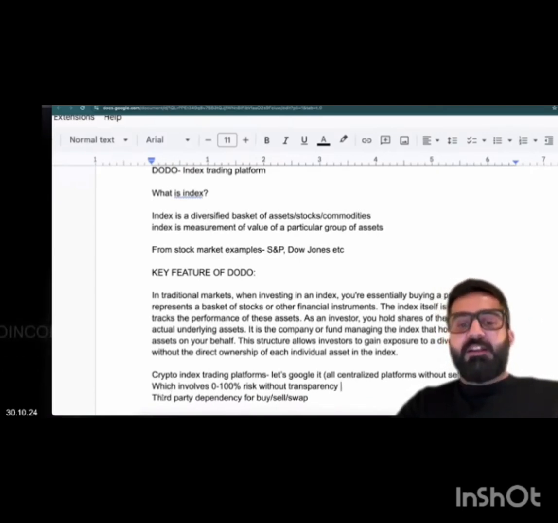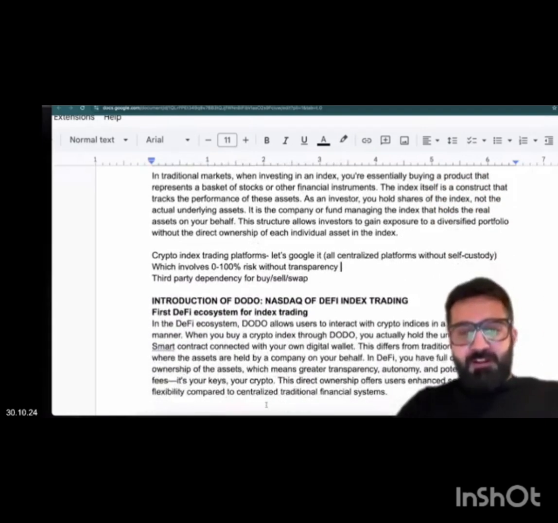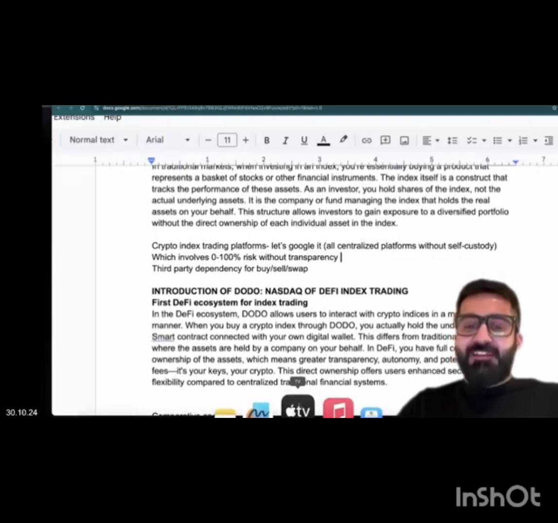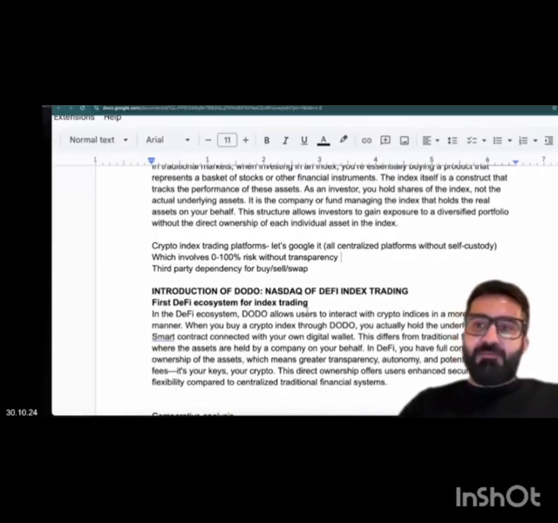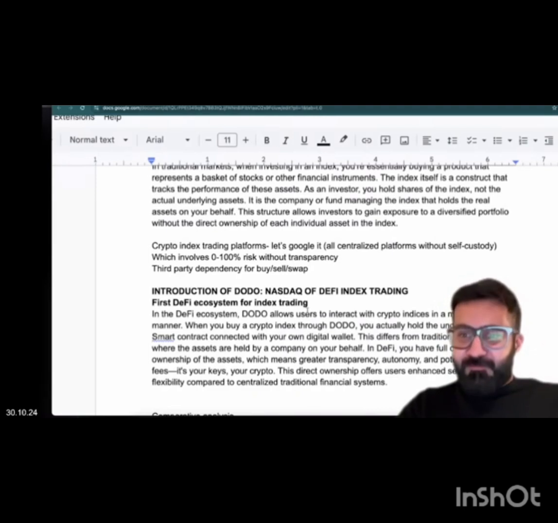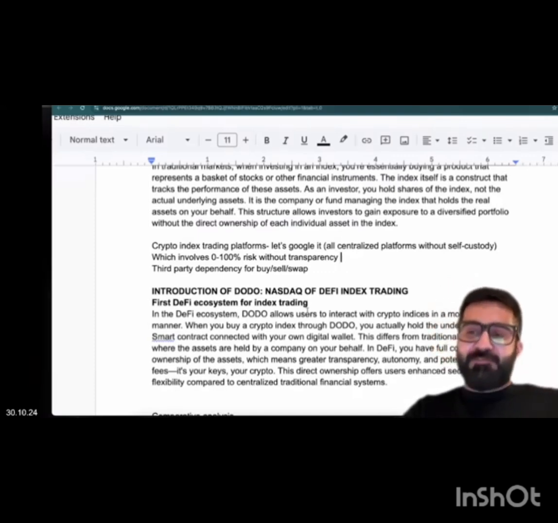So there is a third party dependency for buy sell swap of these assets. But with Dodo, what we have done is really impressive. That's why we are calling Dodo the Nasdaq of DeFi index trading. So, this is the first ever platform in the world, or you can say the first DeFi ecosystem for index trading. So, the first decentralized finance tool for index trading is Dodo.